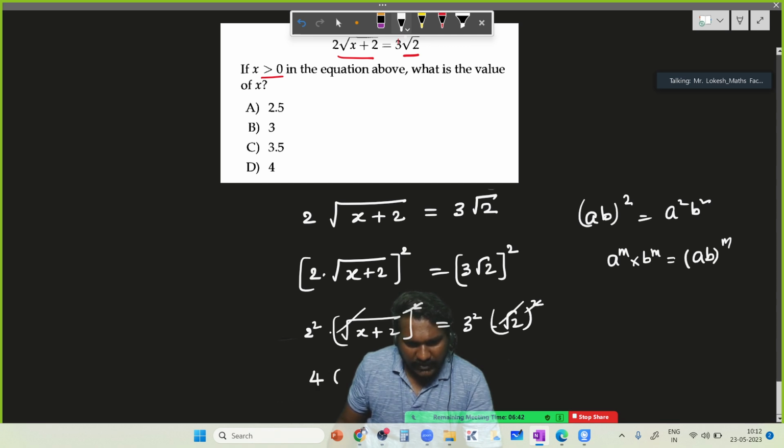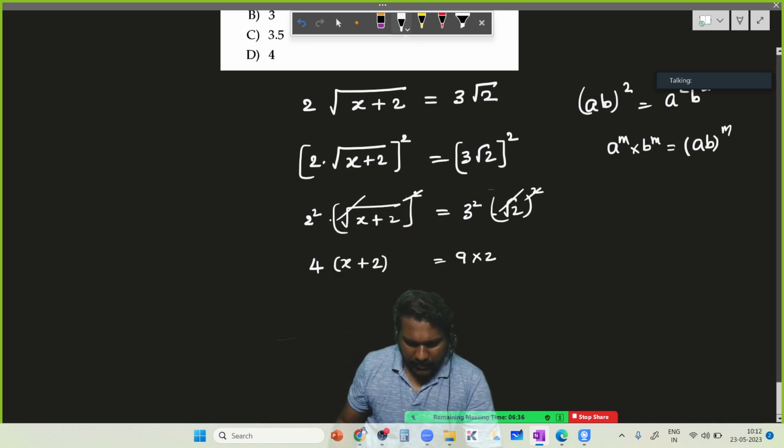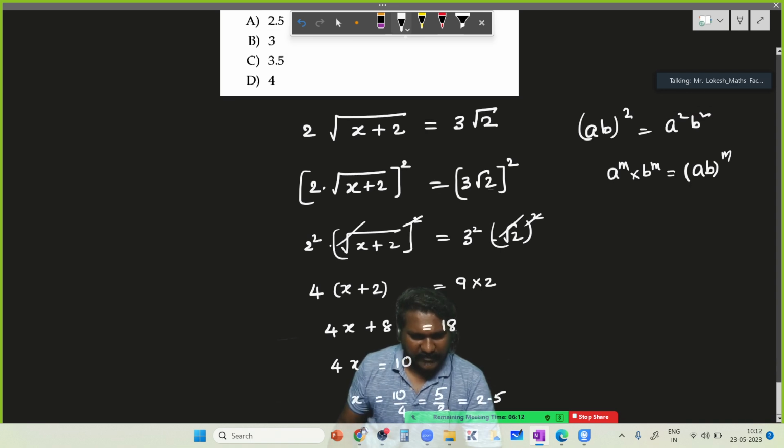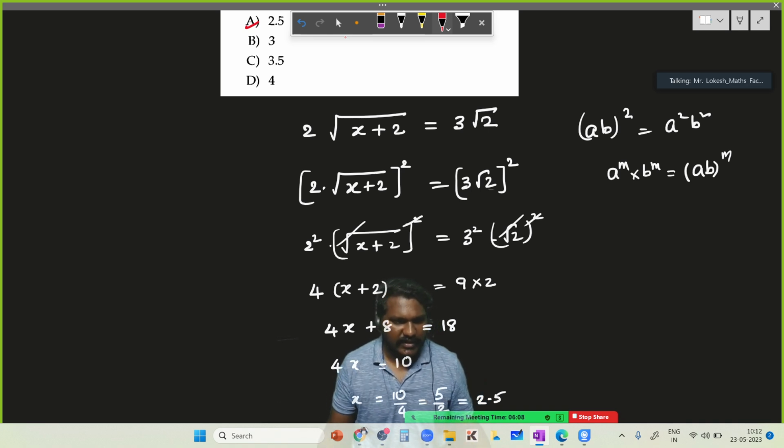That means 4 times x plus 2 is equal to 9 into 2. That means 4x plus 8 is equal to 18. 4x is equal to 10. X is equal to 10 by 4, which is 5 by 2, and here the options are given in decimals, so 5 over 2 is 2.5. So option A is correct. We just have to square it on both sides, then we'll get the answer.